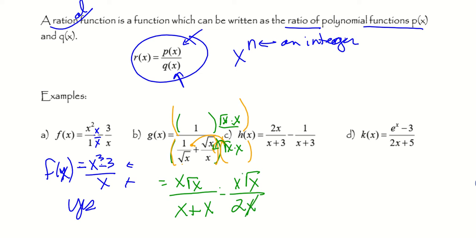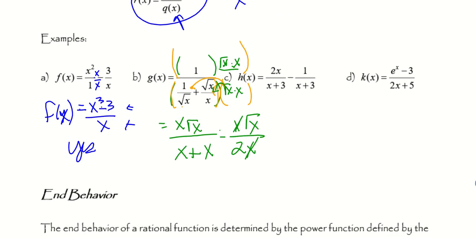And our x's are common factors. They'll divide out, which gives me, for g of x, a square root of x, or x to the 1/2 over 2. This is not a rational function because my exponent on x is not an integer.